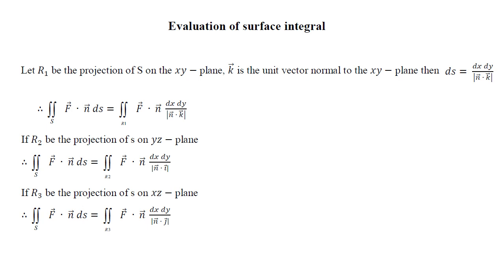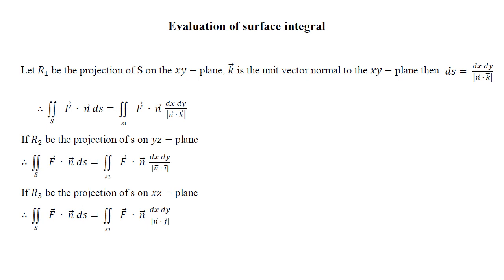Evaluation of a surface integral. These are some important points necessary for evaluating a surface integral. Let R1 be the projection of S on the xy plane, and let k vector be the unit vector normal to the xy plane. Then ds is equal to dx dy divided by the magnitude of the dot product of n vector and k vector.